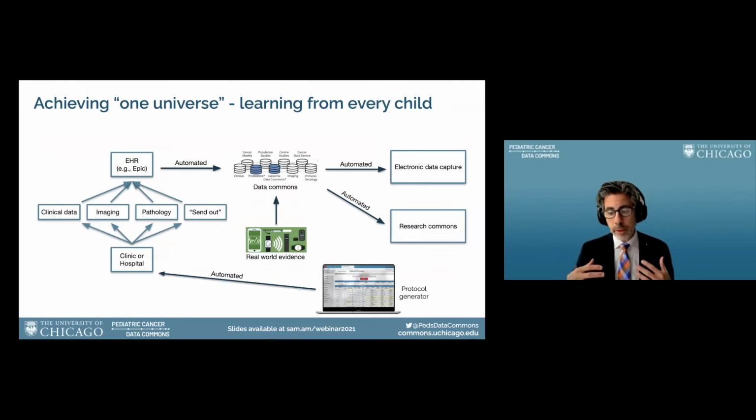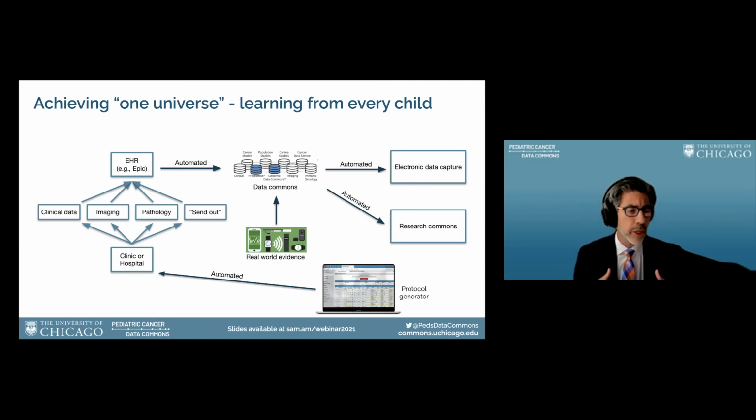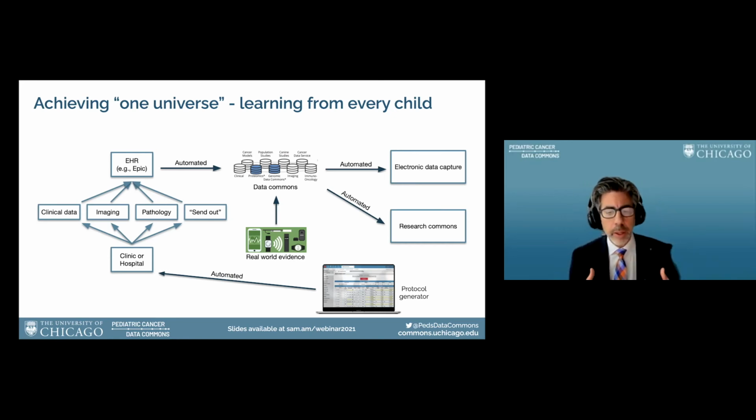So I think the one universe that we need to achieve is going to be difficult. It's going to take time. There needs to be sticks and carrots, but there should be a way to write protocols in a protocol generator, and that protocol generator should write a protocol that can be automatically parsed and should be used to generate the orders and generate the tests. We should be able to take data automatically out of the health record and put it into the data commons, and then serve research databases and serve electronic data capture for clinical trials.